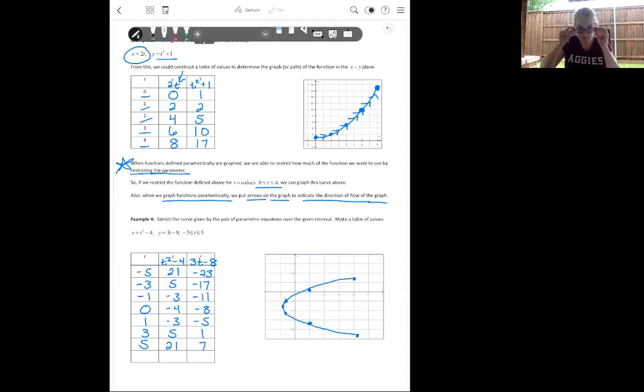We only connect those points. We don't go anywhere beyond that because it is defined from t greater than or equal to -5, but less than or equal to +5. Now we show with arrows the direction the object is traveling along this curve. We started down below and we worked our way until we finished at the point 21, 7.